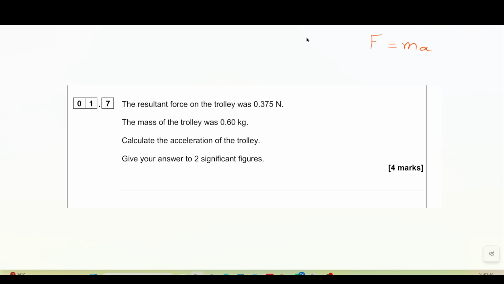Next question. Resultant force on trolley is 0.75 newtons. Mass of trolley 0.60. Calculate acceleration. So acceleration is equal to resultant divided by mass. Yes. So then 0.375 divided by 0.60 kilograms.